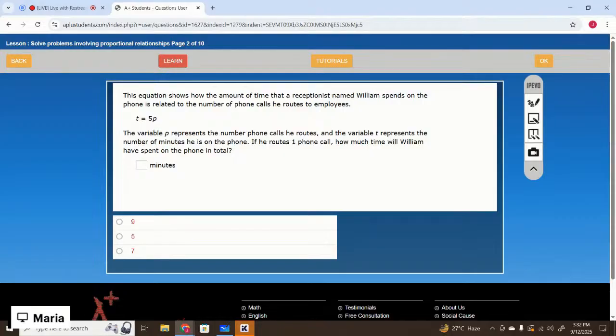P equals 1. 5 times 1 is 5. Option number 2 is the correct option.